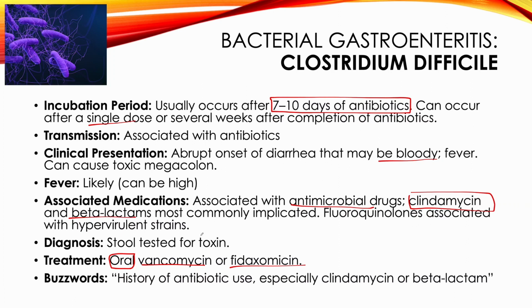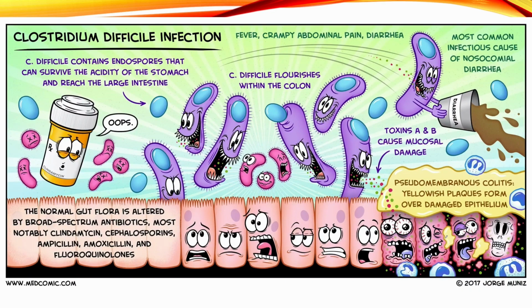You can test the stool for the C. diff toxin. That's how you can make the diagnosis. And history of antibiotic use, especially Clinda or a beta-lactam. Now, patients that have antibiotic-associated diarrhea usually have C. diff. And patients with C. diff can get this characteristic manifestation in the colon called pseudomembranous enterocolitis or C. diff colitis. And I'll show you a picture in a second of what that looks like. But it can be pretty striking on colonoscopy if you have to make the diagnosis that way.